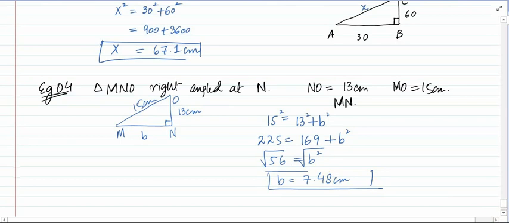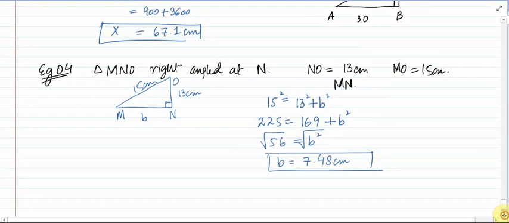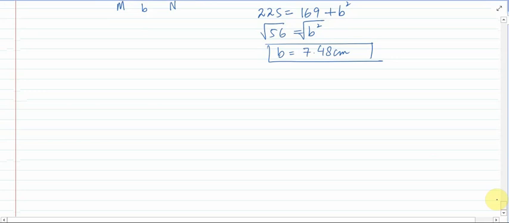So it is not mandatory that the two sides must always be added to one another. It depends on the data. If the hypotenuse is known, then there is a subtraction, and if the hypotenuse is unknown, then there will be an addition, right?